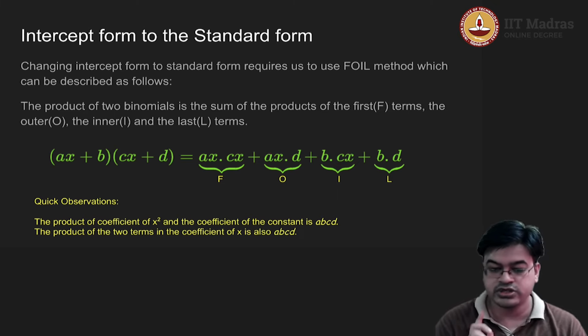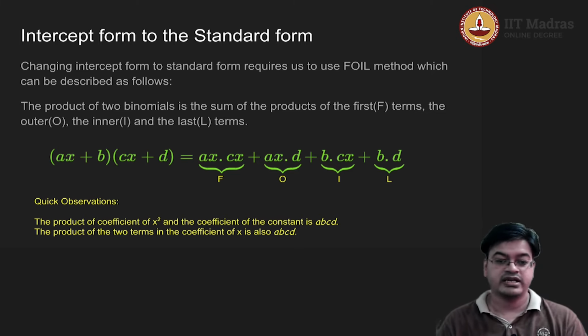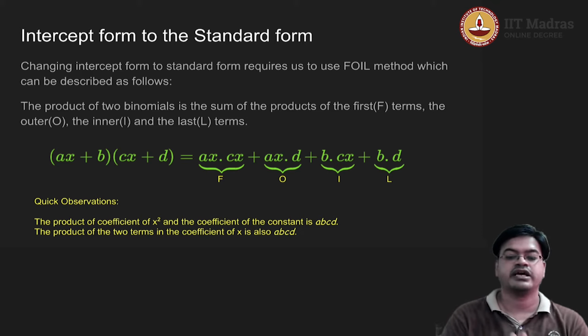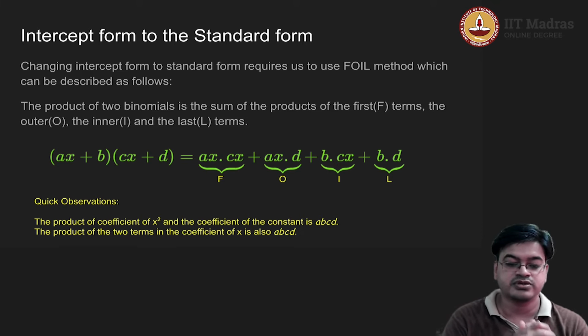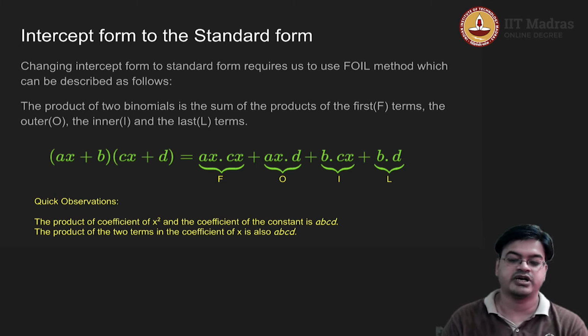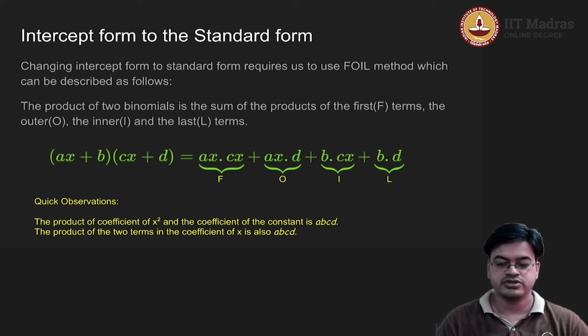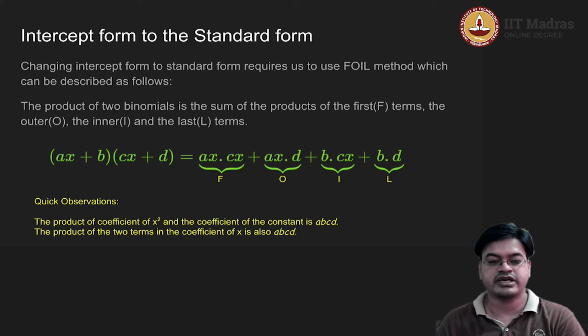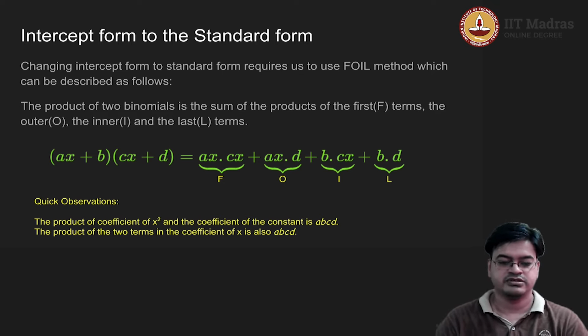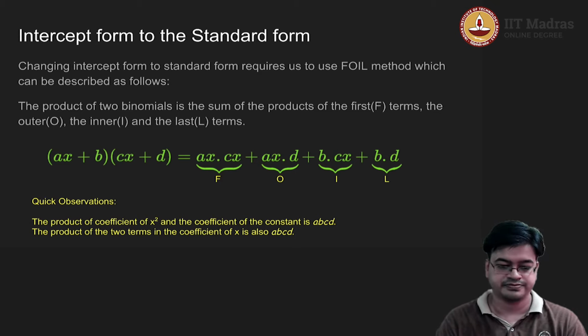This is a crucial observation which we will need while converting a standard form to intercept form and vice versa. Just remember this: the product of the coefficient of x squared and the constant is abcd, and the product of the two coefficients of x is abcd. Both of them are abcd. So this we will use to convert our expression into standard form and intercept form in various ways. That observation is very crucial for us.